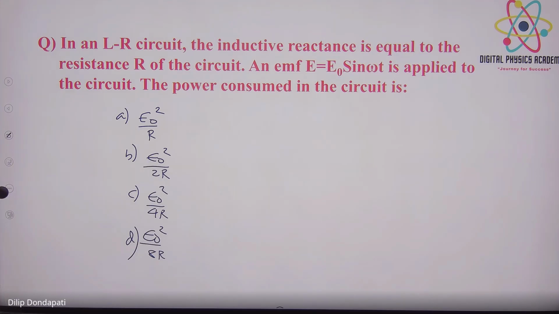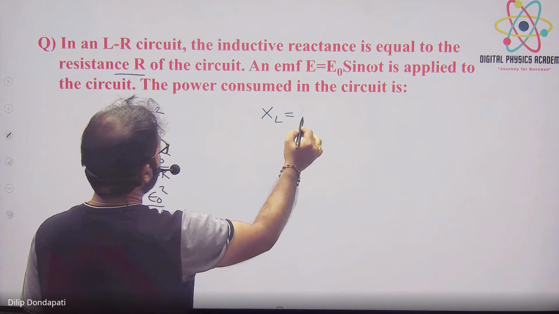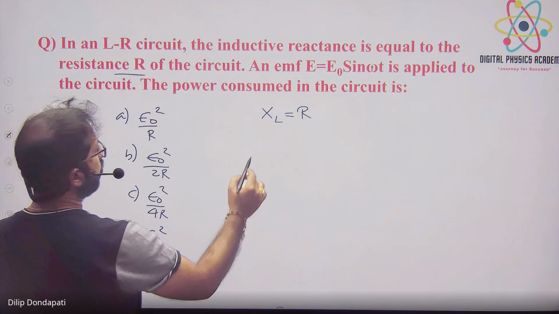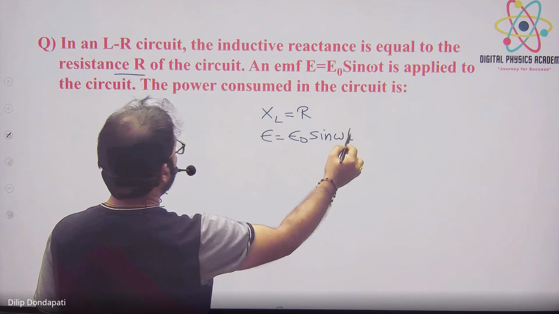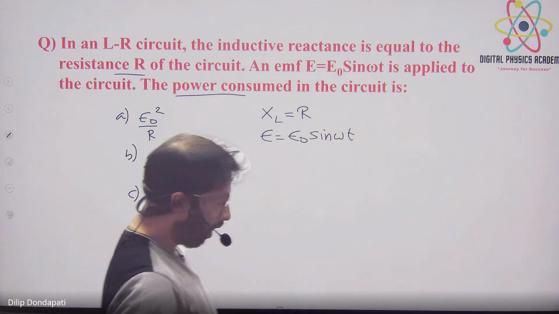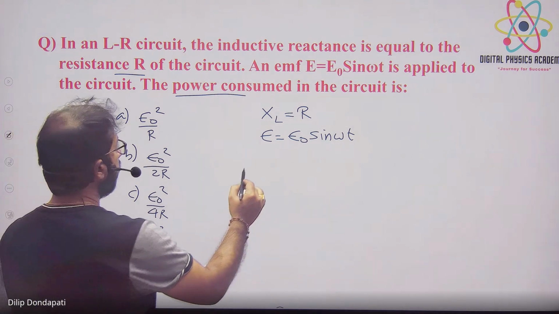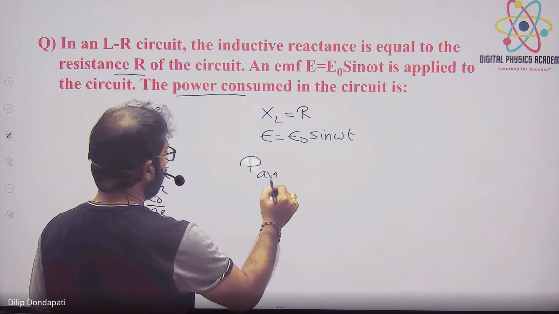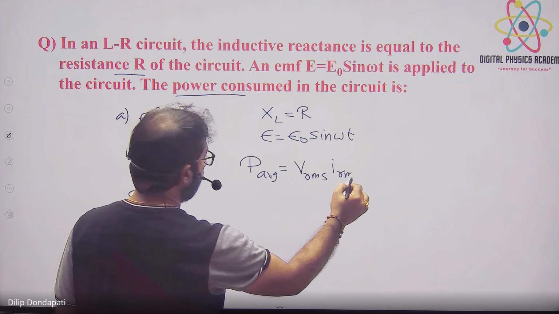So an LR circuit is given. He told inductive reactance is equal to R, so XL is equal to R. And E is equal to E naught sin omega t, I am giving this voltage to the LR circuit. He's telling power consumed. Whenever I ask power consumed, it is average power only. We know there is only one formula: VRMS into IRMS into cos phi.